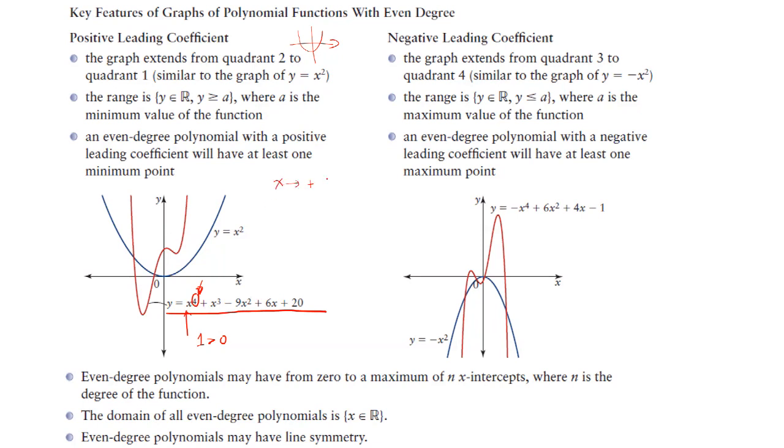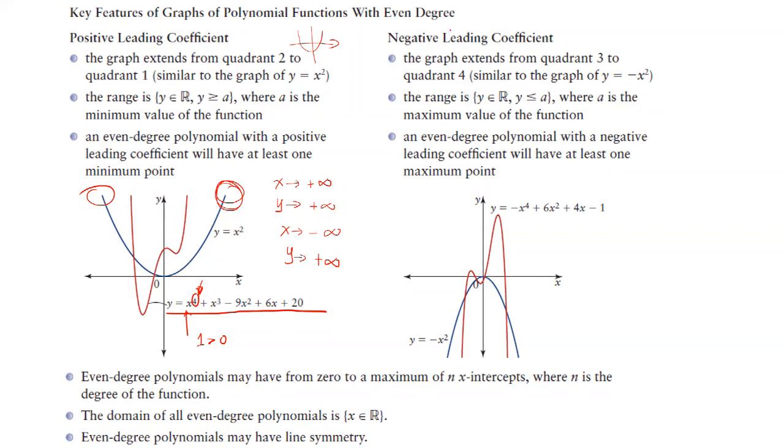So when x approaches positive infinity, y should also approach positive infinity, which corresponds to the extending in the first quadrant, right? And when x approaches negative infinity, note that 4 is even. So when x extends to negative infinity, y should also extend to positive infinity. So that's corresponding to the extending in the second quadrant, right?